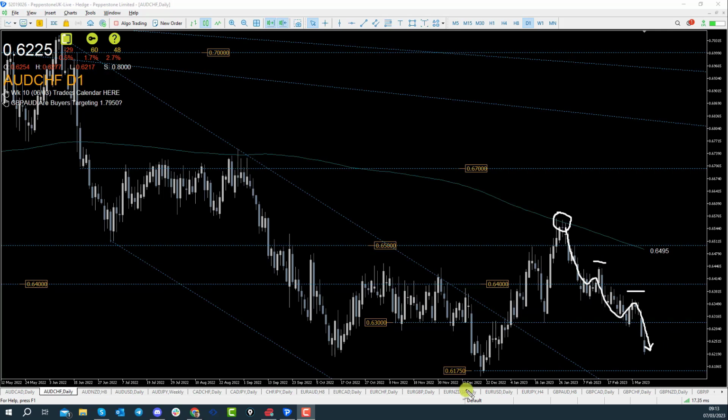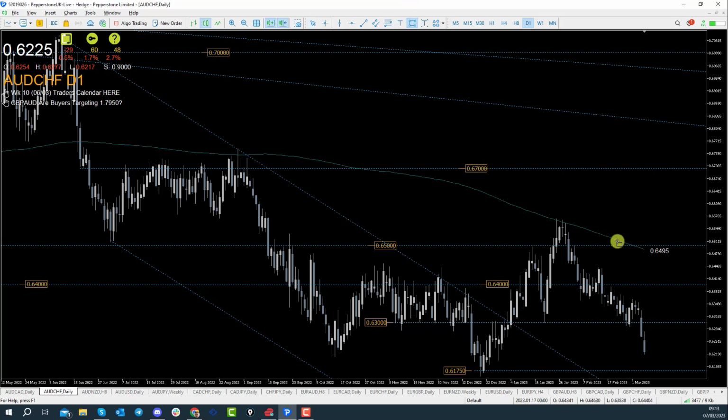Again, where could price target? We've got the 0.6175 as the previous structure lows. That could be where price is heading to at the moment. That could be our targets for our day traders and our trend traders. So we're going to be looking for opportunities within this move to the downside.